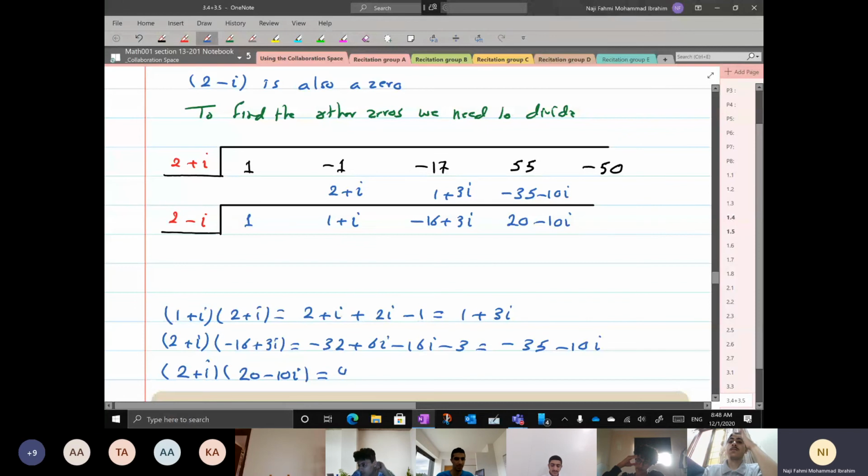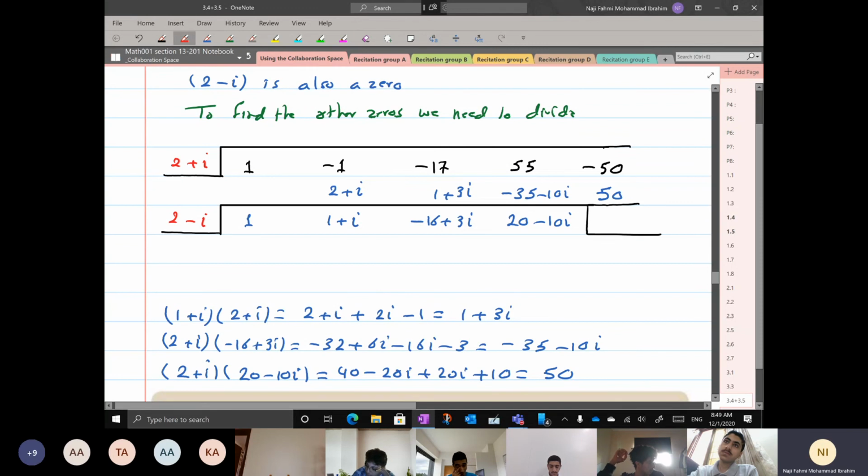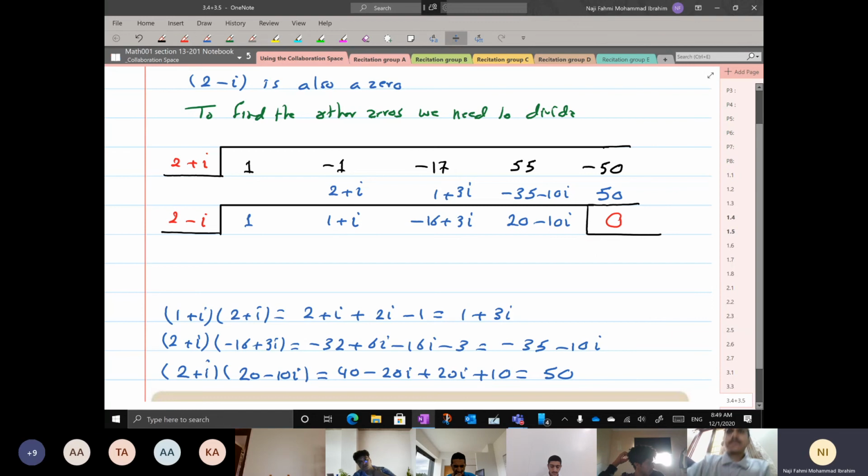Multiply, we have negative 40 minus 20i minus 20i plus 10. And the answer is what? Add now, what do we get? 0. And remember, of course, it's 0. If it's not 0, it means there is something wrong.